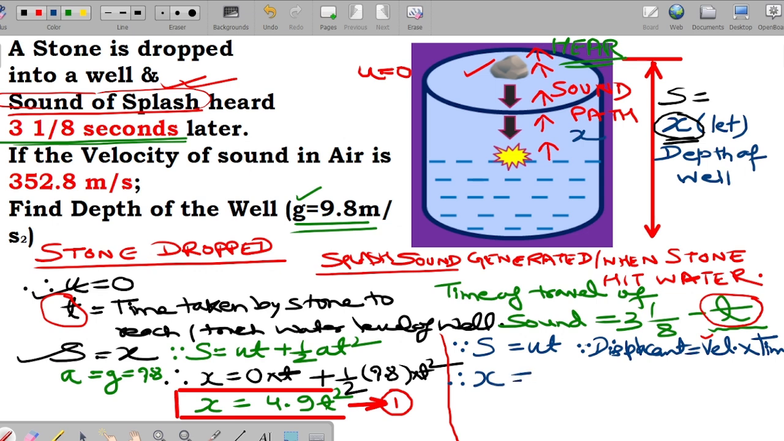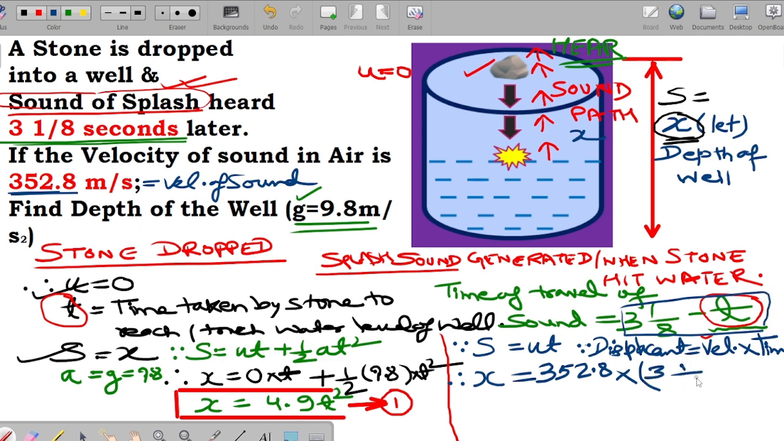And we know that s equal to u into t, and in place of s, the displacement, the value of x can be put. So x is written as u into t, and the velocity of sound we can take from the question, it's 352.8 meter per second, right? So 352.8 meter per second into time, and time is 3 1 by 8 minus t. Mind it, this is the only time taken by the sound. The sound will take only that much time when it's generated.